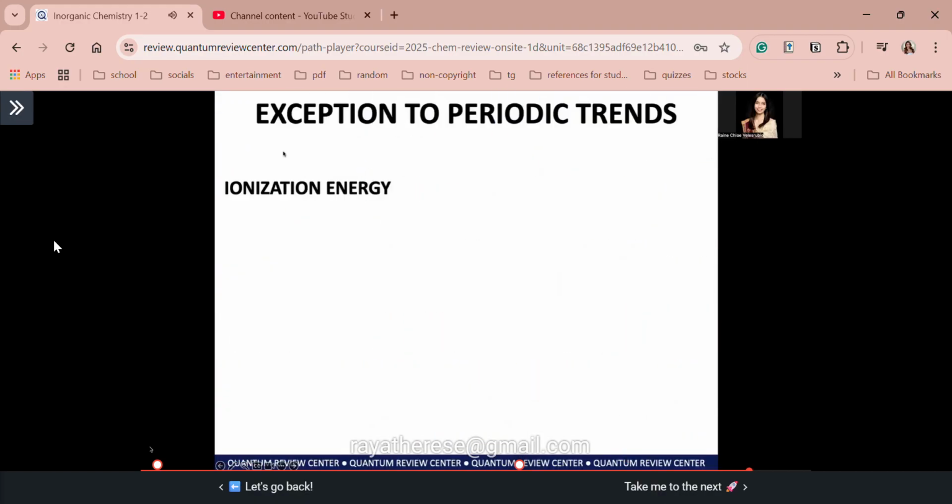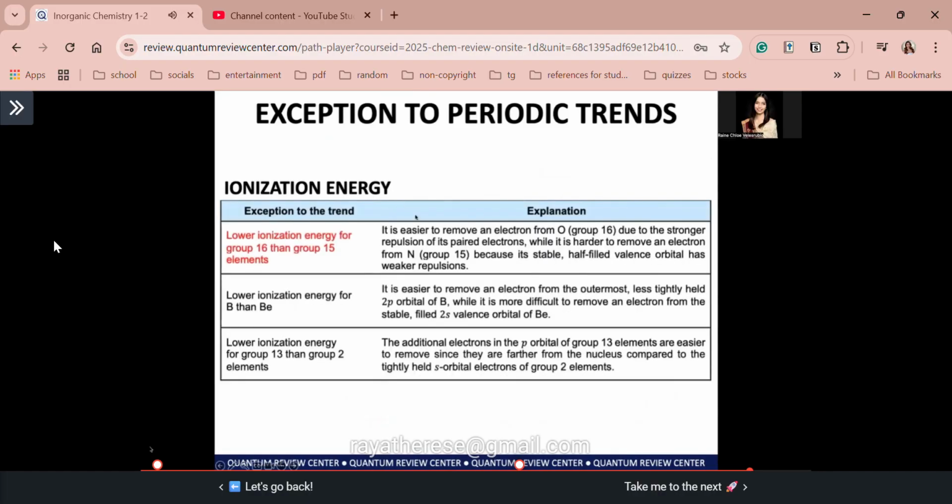Now, let's move on to the exceptions for ionization energy. So we have 3. First is lower ionization energy for group 16 elements than group 15 elements. Okay, sorry about this. Please correct this sa inyong manual. Again, dapat yung group 16 ang may lower ionization energy, not group 15. So, lower ionization energy for group 16 means that mas madaling magtanggal ng electron in group 16 elements compared to group 15 elements.